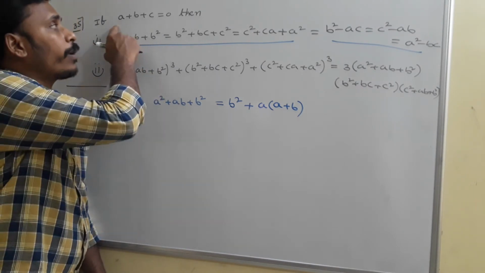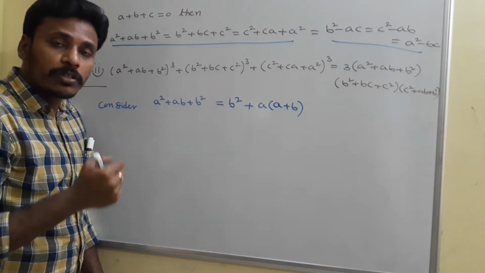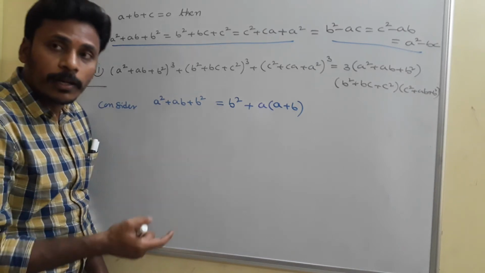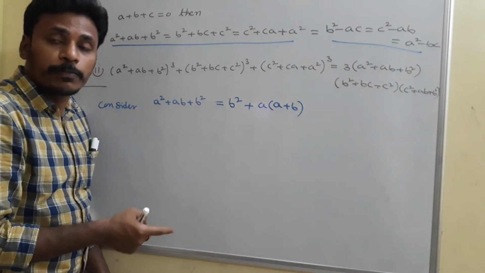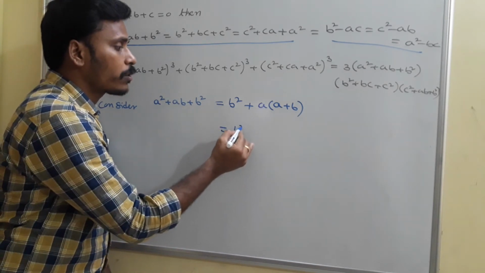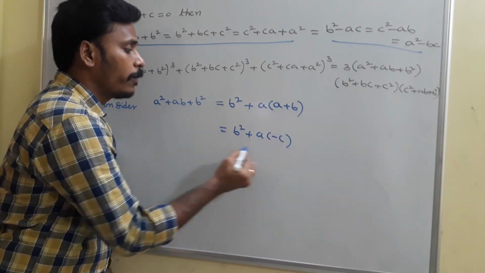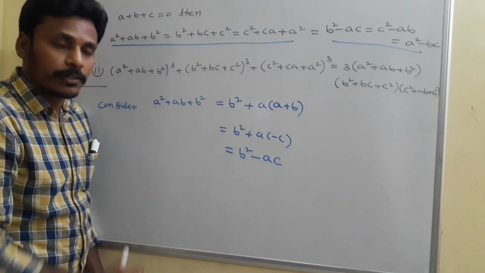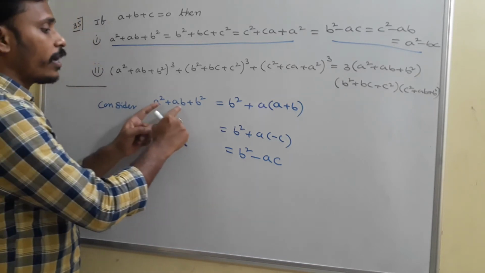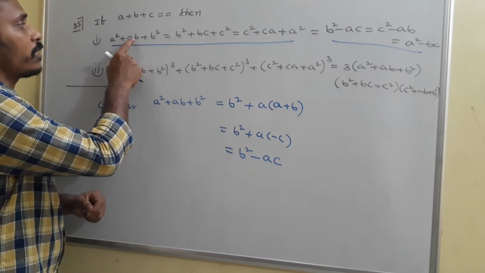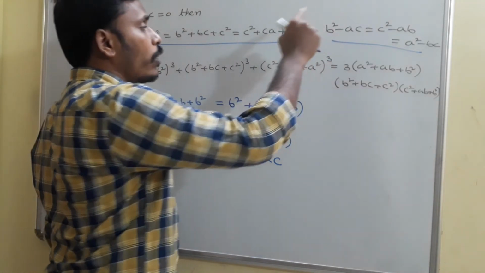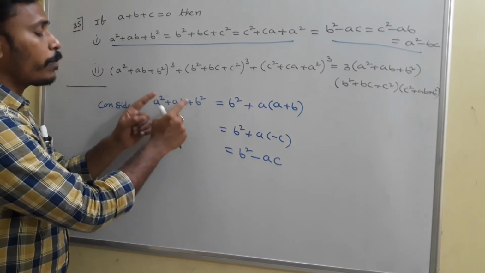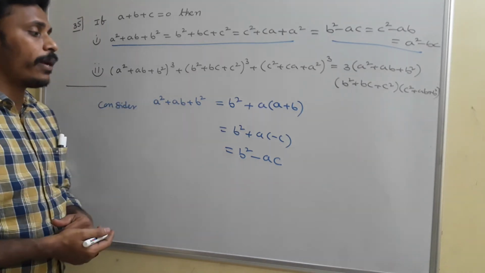And a plus b plus c is 0 as given. What do you say about a plus b? Since a plus b plus c is 0, a plus b is what? Minus c. So replace this a plus b with minus c. Then this is equal to b square plus a into minus c, that is b square minus ac. Just think about it. If you think like that, this a square plus ab plus b square is b square minus ac. So this first one and this first one are equal.